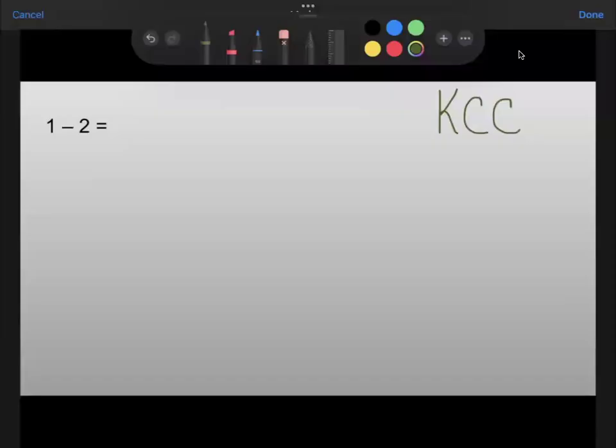So keep means I'm going to keep that first integer the same. So I'm going to rewrite the 1 right there. I'm going to change from subtraction to adding. And then I'm going to change the sign of the second integer. So it's going to go from being a +2 to a -2. So I'm going to go ahead and write that right there.